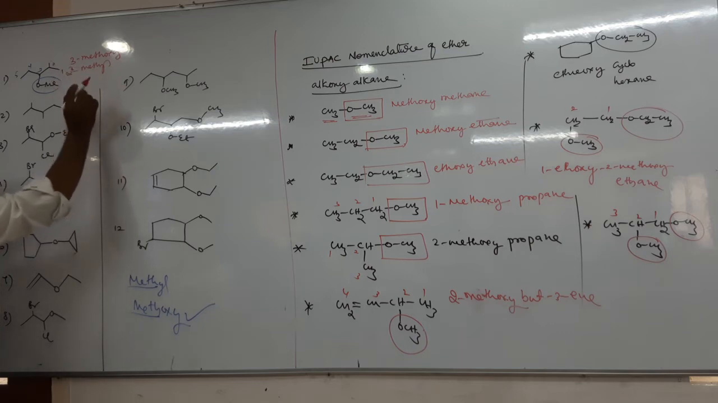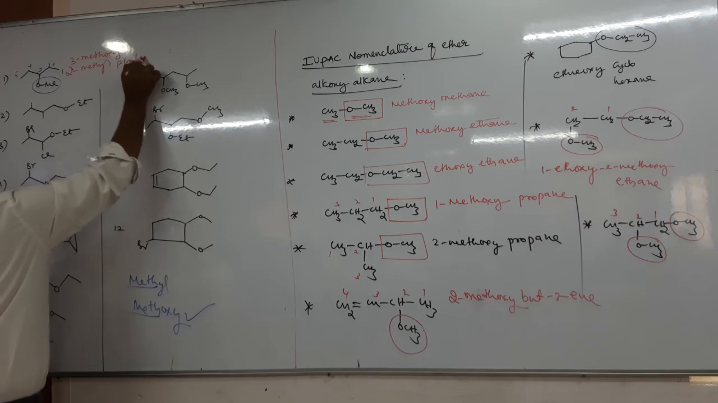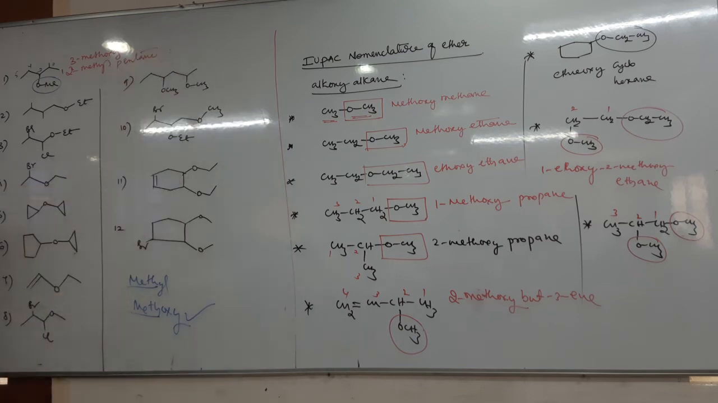2-methylpentane. Okay. Then will you write the remaining? This is what? Ethoxy, right? Ethoxy. 1, 2, 3, 4. So, first comes ethoxy, no? Ethoxy. 1-ethoxy-2,3-dimethylbutane. Okay, that you can do.